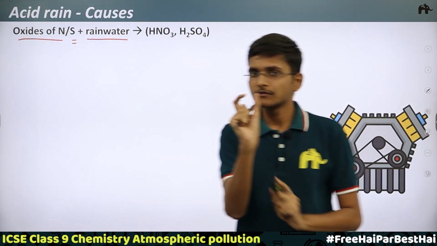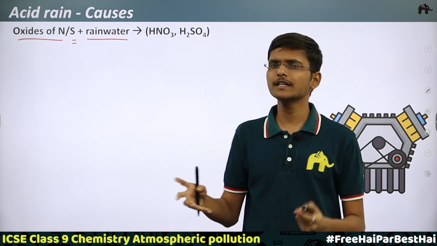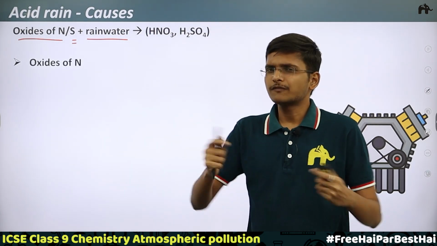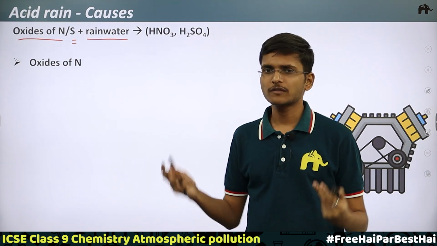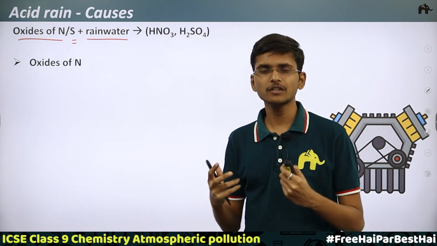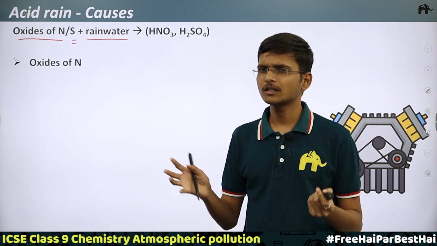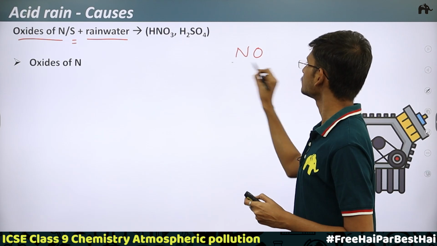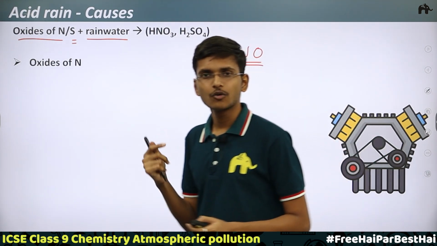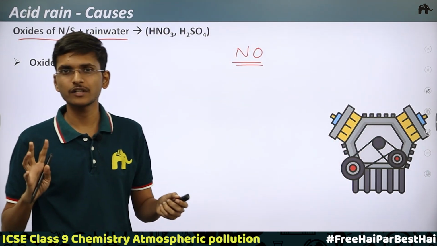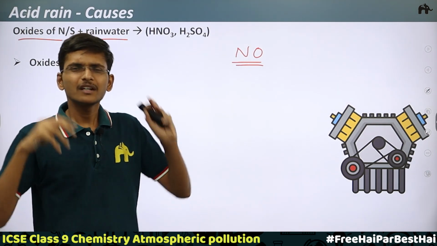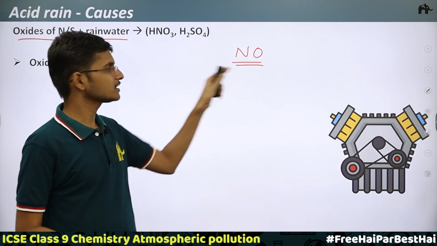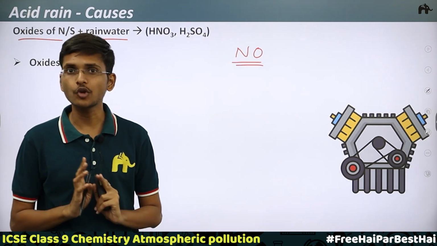So the first thing is we are going to see where these oxides of nitrogen are coming from. In terms of natural formation, or in nature, nitric oxide, NO or nitrogen monoxide, this oxide of nitrogen is formed naturally when thunder and lightning is there. So nitrogen and oxygen combine and form nitric oxide, or nitrogen monoxide.